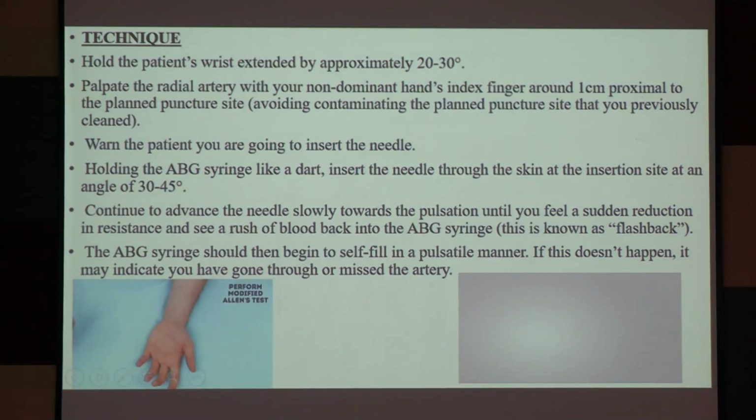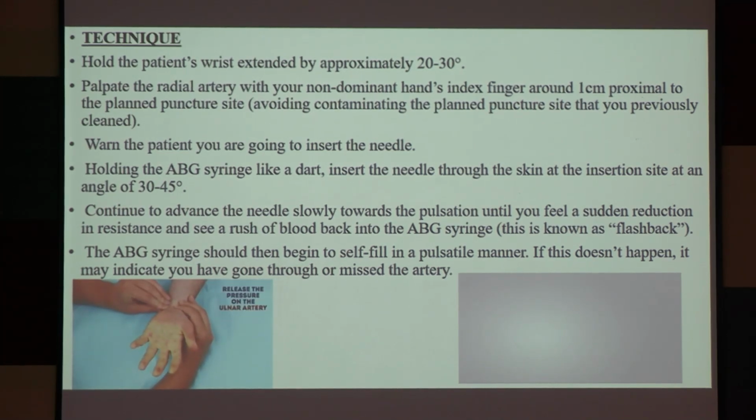So this is the modified Allen test. First, clenching of the fist, then apply pressure to the radial and ulnar artery simultaneously. The fist is then unclenched, right? So the fist is unclenched and the palm is now pale. Then release the pressure from the radial artery.